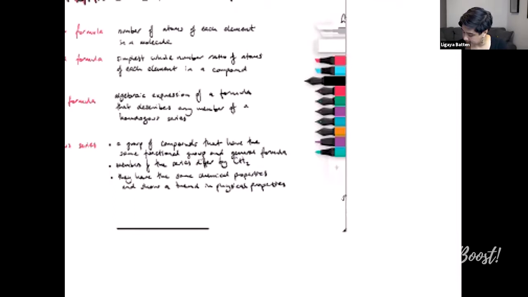So I'm just going to flip to a different screen where we can see the specification, and you can download this from the website of this is OCR A. You can also download this from our website, boostrevision.com, as well as lots of the past paper exam questions that you might want to have a go at.